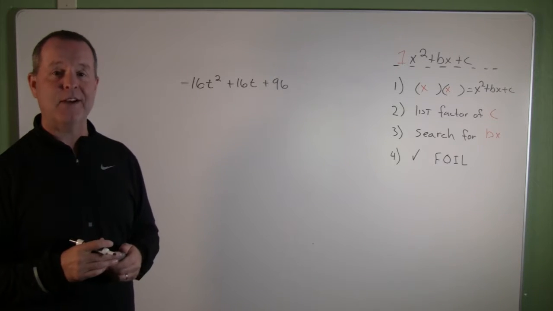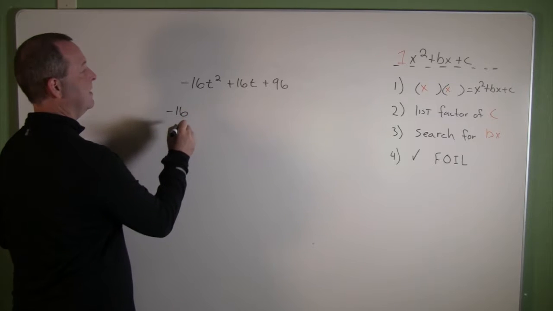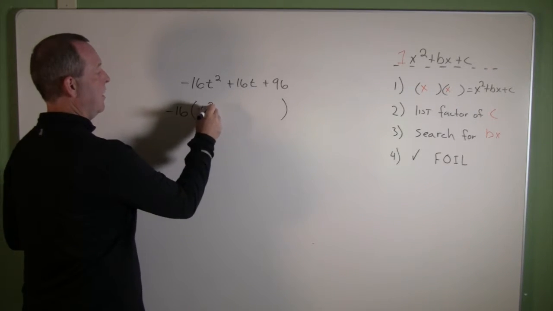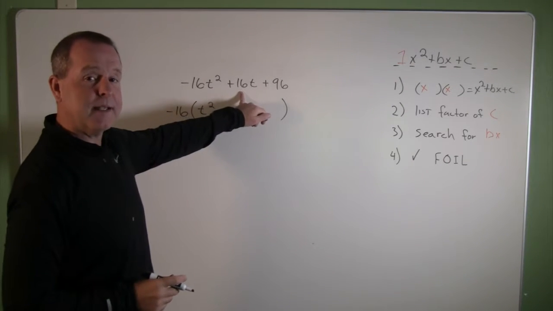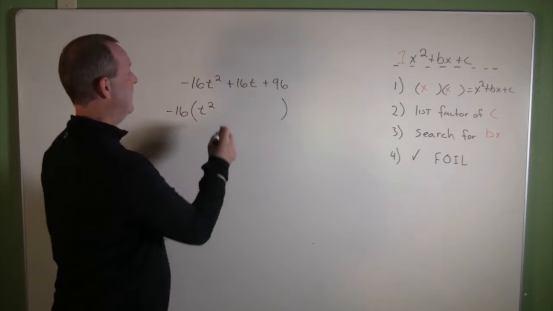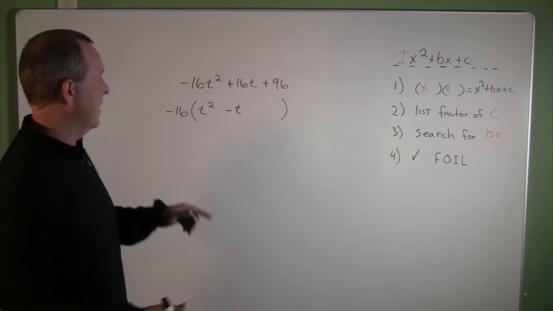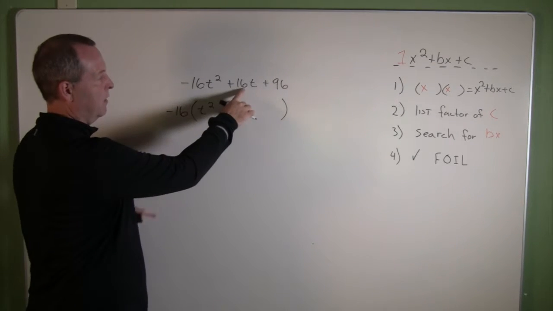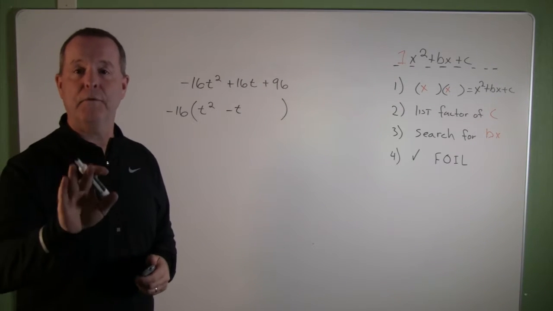And I can factor out a negative 16. So negative 16 factors out. What's left? What's left is I have a t squared. When I factor out a negative 16 from this one, here's where we're going to make a mistake. What's left is a negative t. And let's just check that real quick. Negative 16 times a negative t produces a 16t, a positive one. Be careful of that.